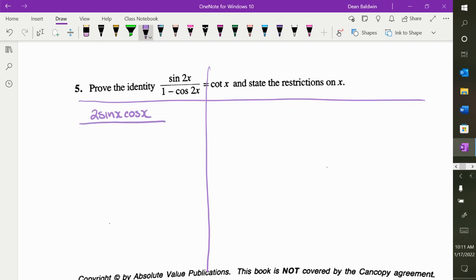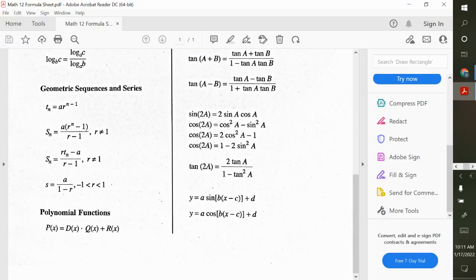What about the bottom? 1 minus cos 2x. I don't want cos 2x. So you got to get rid of the cos 2x. Now, this is where you have choices. Because you have 3 different choices. And technically, it doesn't matter. You can rewrite it as cos squared minus sine squared. You can rewrite it as 2 cos squared a minus 1. Or you can rewrite it as 1 minus 2 sine squared a. Which one do you want to use? There's one that makes things easier. The bottom one. Why? Because then you have 1 minus 1 minus 2, so it's just now negative 2.